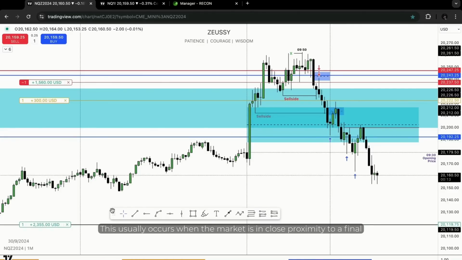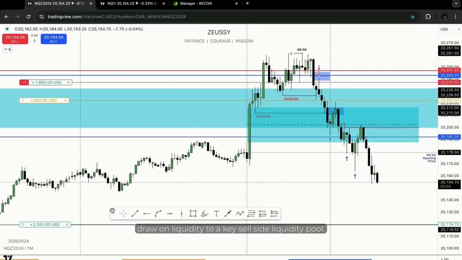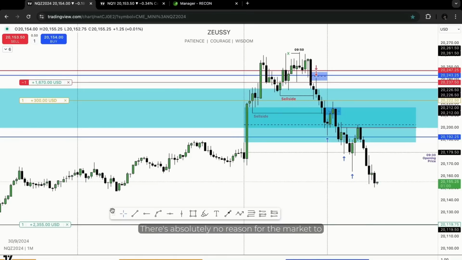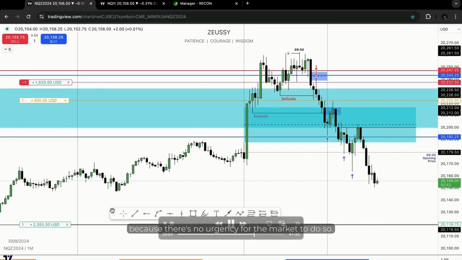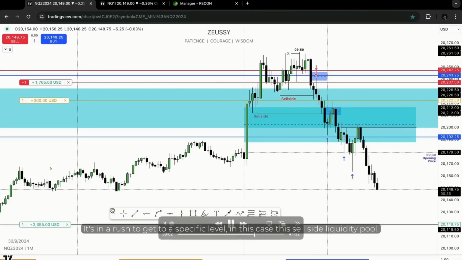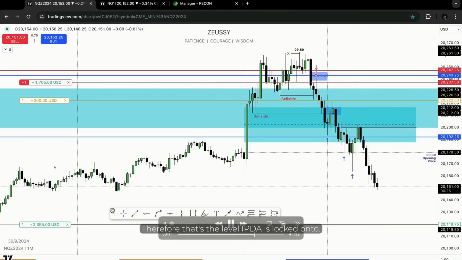This usually occurs when the market is in close proximity to a final draw on liquidity, to a key sell-side liquidity pool. There's absolutely no reason for the market to reprice deeply towards the retracement leg, because there's no urgency for the market to do so. It's in a rush to get somewhere. It's in a rush to get to a specific level, in this case, this sell-side liquidity pool. Therefore, that's the level IPDA is locked onto.